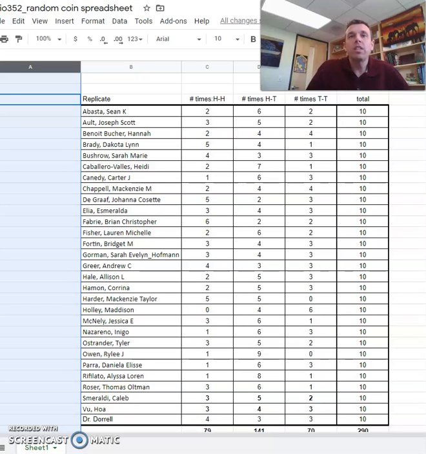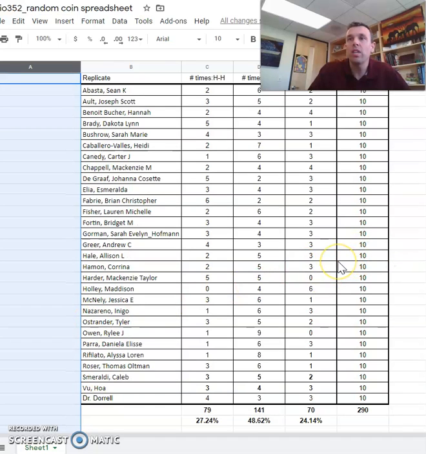So here we're looking at the random coin flipping data from a previous class, and what I want you to notice is the random sampling error that we have, and then how that starts to go away as we get a lot more data. So this is kind of where we see how important multiple replicates are.